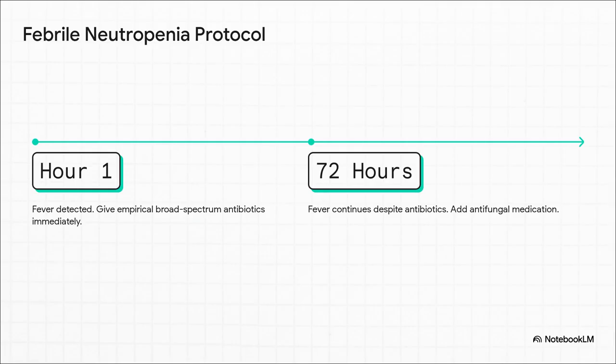As you can see, the clock starts ticking the second that fever hits. Within the first hour, you have to have broad-spectrum antibiotics on board. You don't wait for anything. Then, if after 3 days, 72 hours, they're still spiking fevers, you have to think, okay, maybe this isn't bacterial. Your suspicion has to shift to a fungal infection, and you add an antifungal.